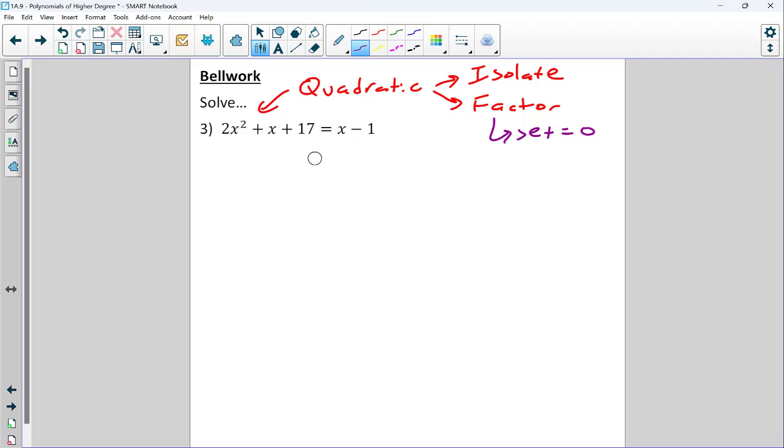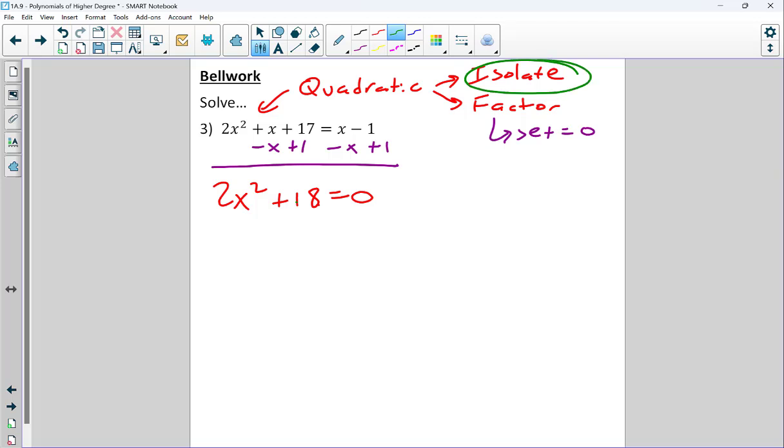So if I'm going to set everything to 0, I need to get rid of this x. I need to get rid of that 1. If I subtract x and add 1 to both sides, I'm left with 2x squared plus 18 equals 0. Now I have this problem, but notice that there's only a single variable in this problem, so this just became an isolation problem. If it's an isolation problem, I don't need factoring. It doesn't actually need to be set equal to 0.